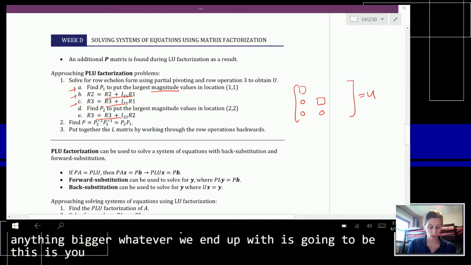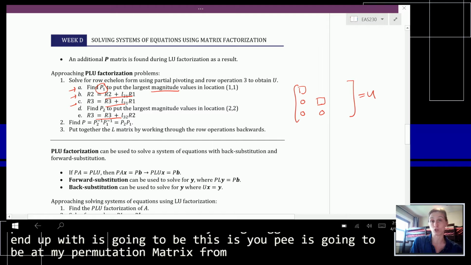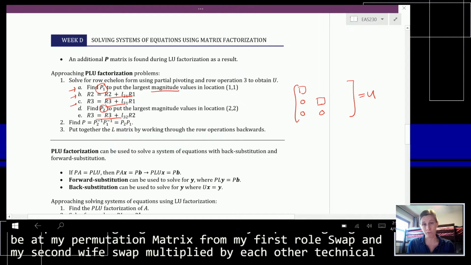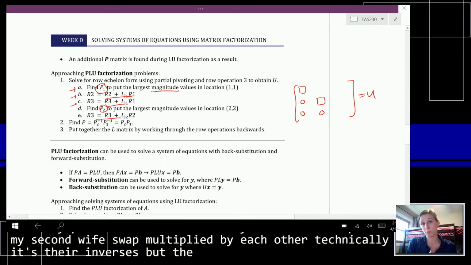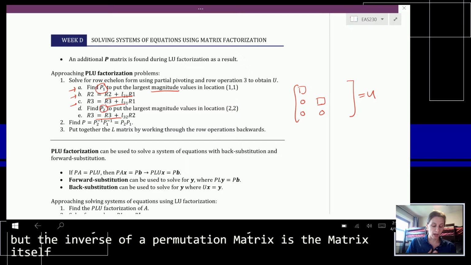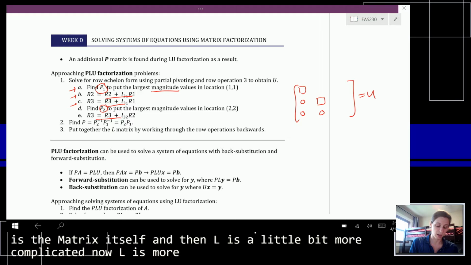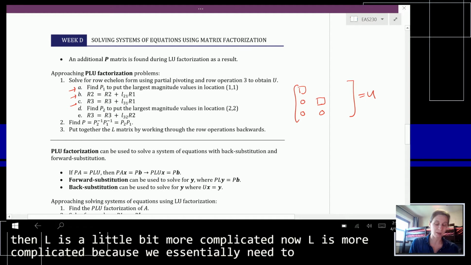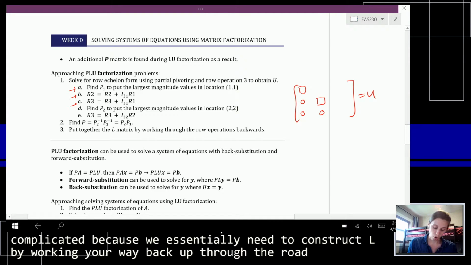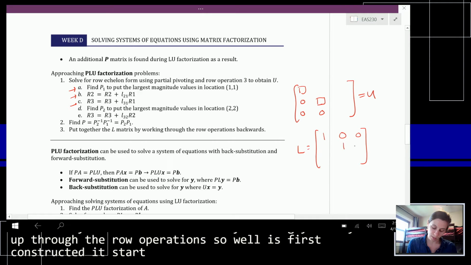This is U. P is going to be my permutation matrix from my first row swap and my second row swap multiplied by each other. Technically, it's their inverses, but the inverse of a permutation matrix is the matrix itself. And then L is a little bit more complicated now. L is more complicated because we essentially need to construct L by working our way back up through the row operations. So L is first constructed. It starts out like it did before.